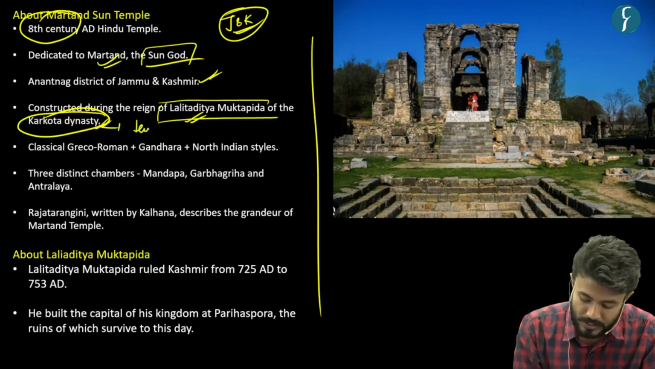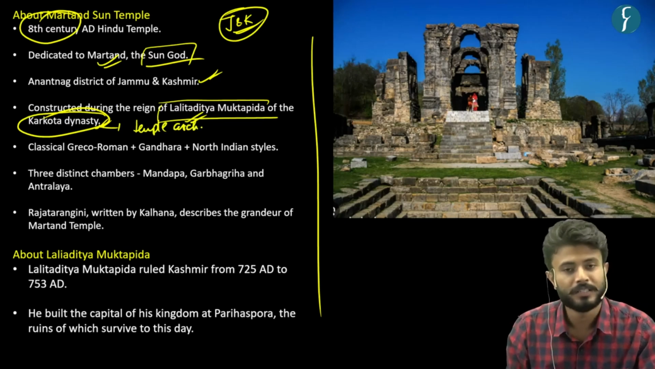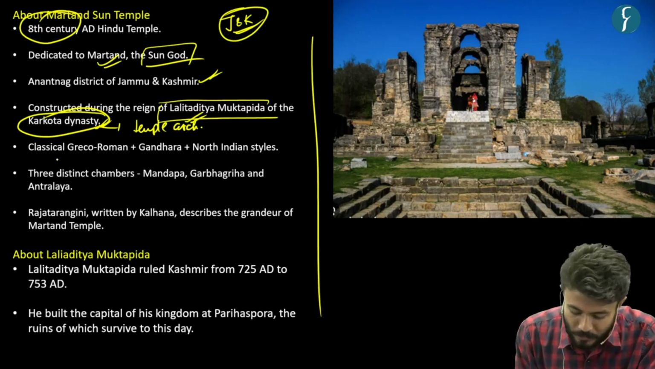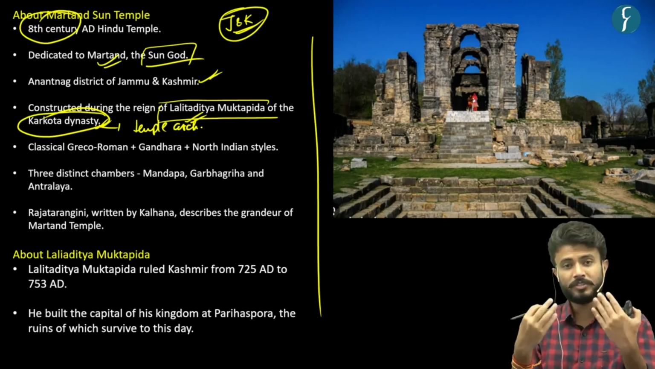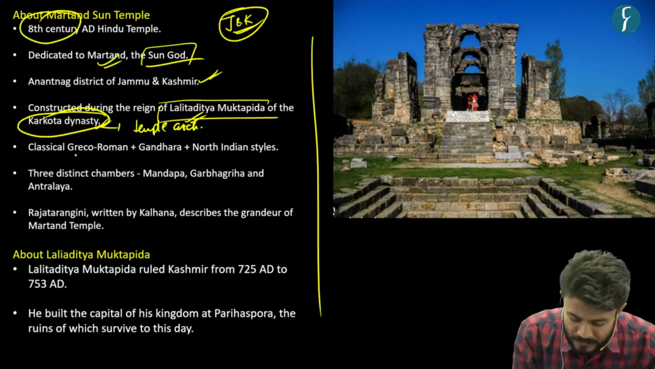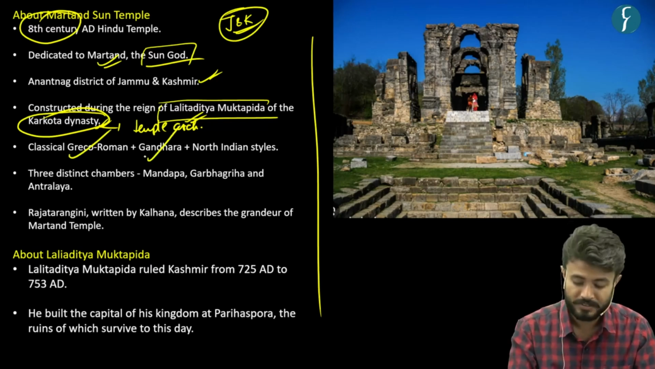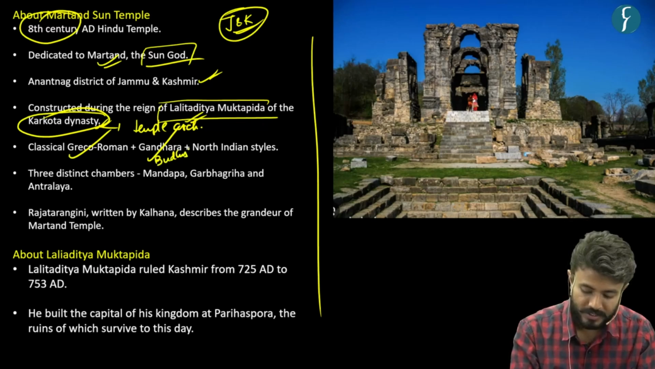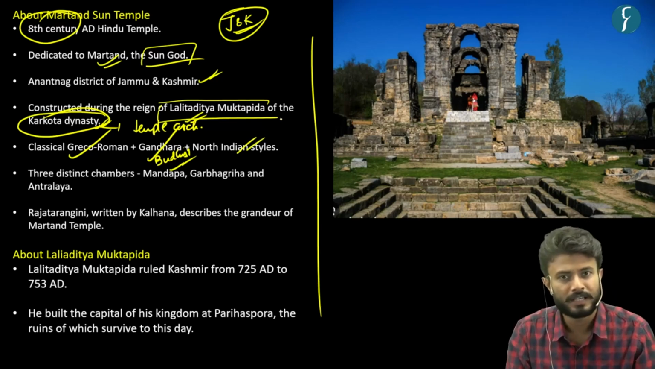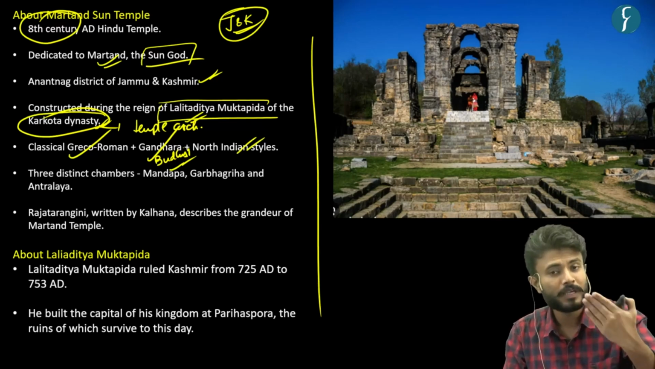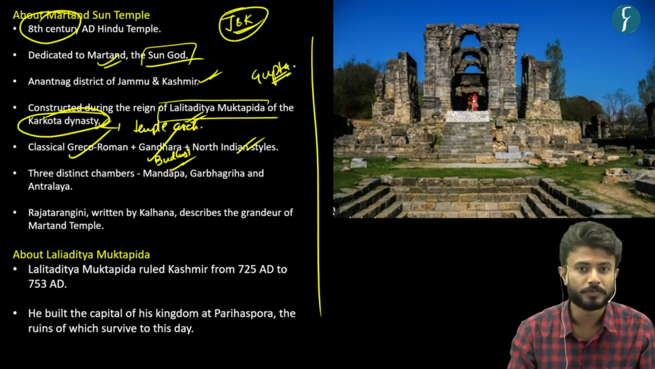It can also be related to temple architecture if the statement is such in the question. Now, as far as the architectural style is concerned, it is basically a mixture of three architectural styles. One, classical Greco-Roman style. Second, Gandhara art, which is from the Buddhist aspect, and North Indian styles, Nagara architecture. Because it was in the post-Gupta period, obviously you will see the Gupta influence also.